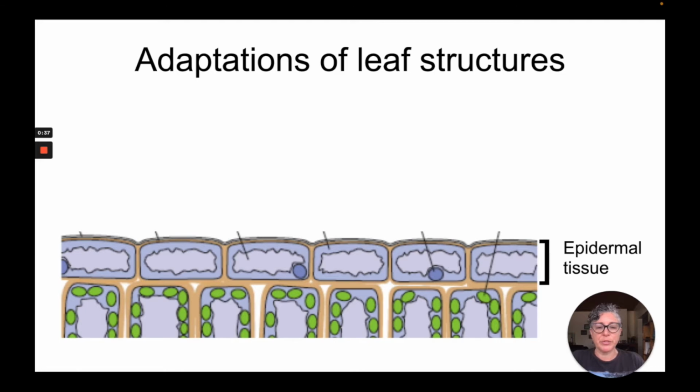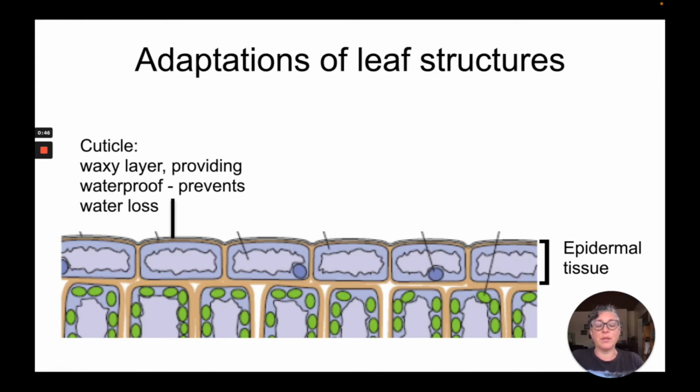The first thing we're going to look at is the epidermal tissue on the upper side of the leaf, as annotated here. So the first thing we have is the cuticle. The cuticle is a waxy layer that is going to provide waterproofing. This is going to actually waterproof the inside of the leaf to prevent water loss.